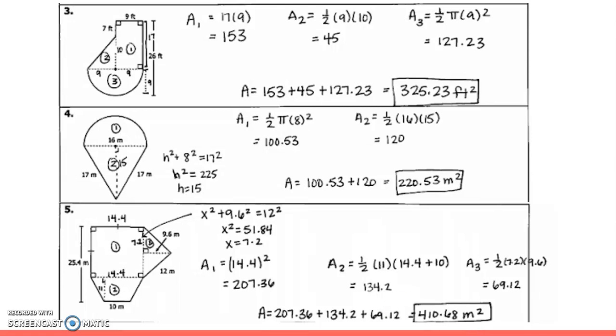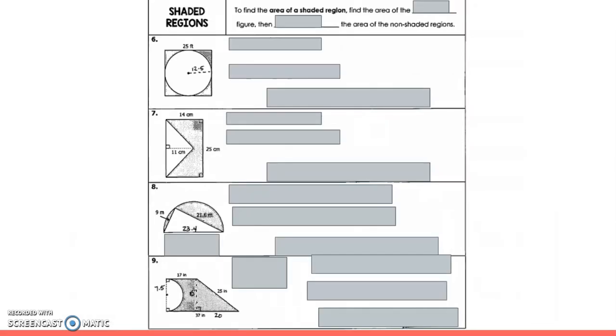Going along with our composite figures, we can also find the area of shaded regions within a given picture. When we're doing the area of a shaded region, we're finding the area of the entire figure, and then we're going to subtract the area of the non-shaded region. So if we look at number 6, we would find the area of the entire square, and then we're going to subtract the area of our circle.